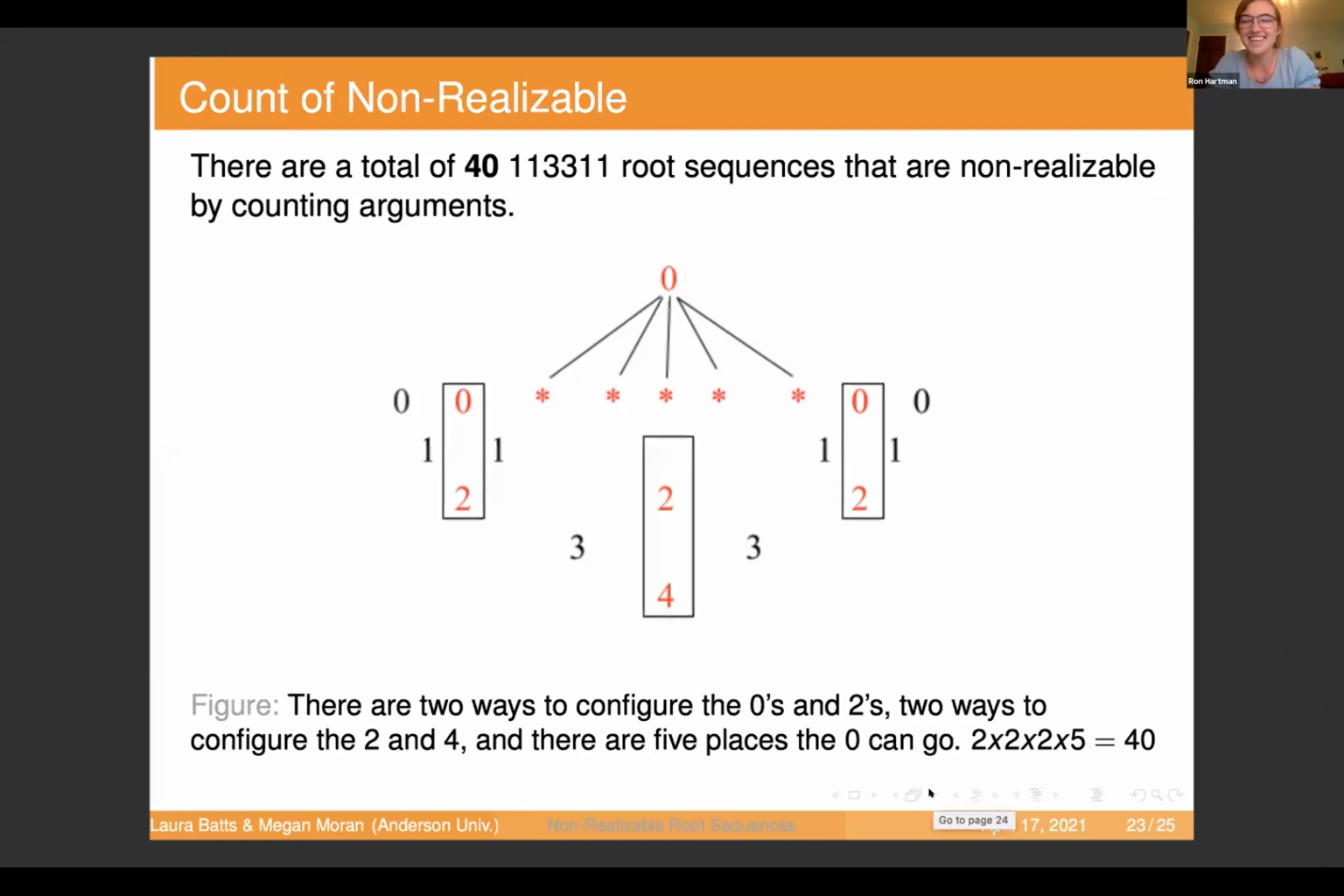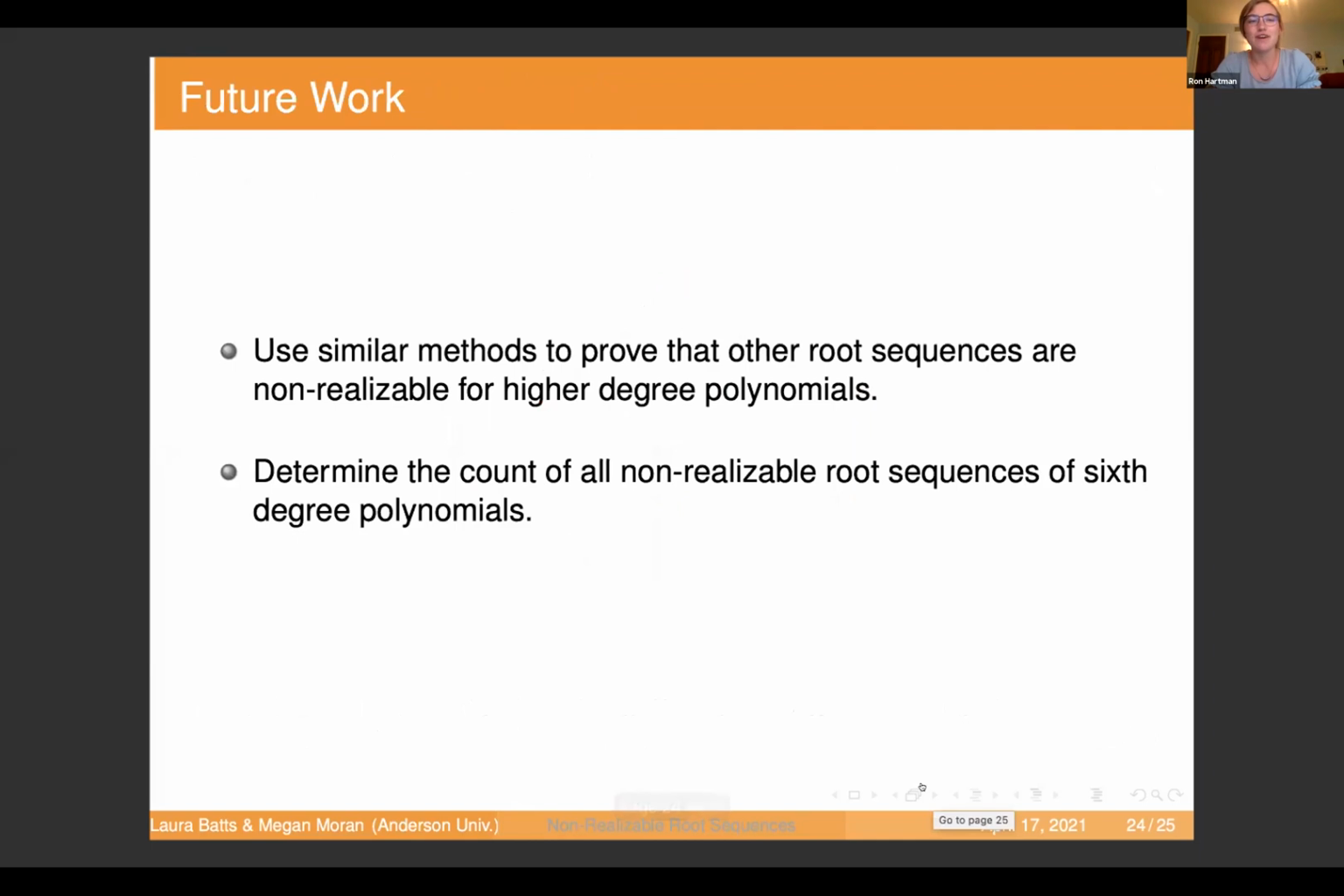So that's exciting. And then finally, just some of our future work that we've been working on and stuff that if you are interested in this, you could try and tackle along with us. You could try looking at higher degree polynomials and using similar methods to determine what root sequences are realizable or non-realizable. And then we also try to look at counting the total number of non-realizable root sequences in degree 6 polynomials, which is kind of crazy because there's 33,000 possible root configurations. So that'd be quite a challenge.